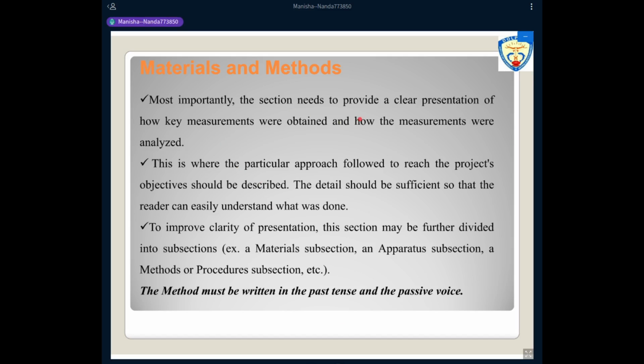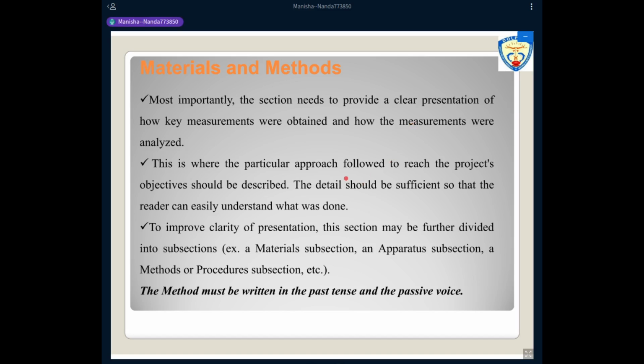Most importantly, the section needs to provide a clear presentation of how key experiments were obtained and how the measurements were analyzed. Now, always keep that in mind while writing: if somebody is going to read my dissertation, it should be easy enough for them to do it again. It should be understandable. So you should be very clear while writing your experiments also.